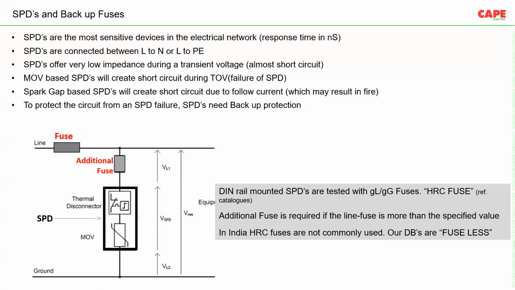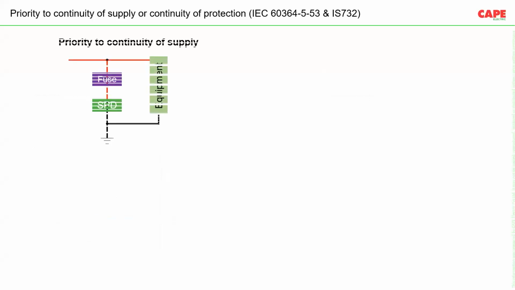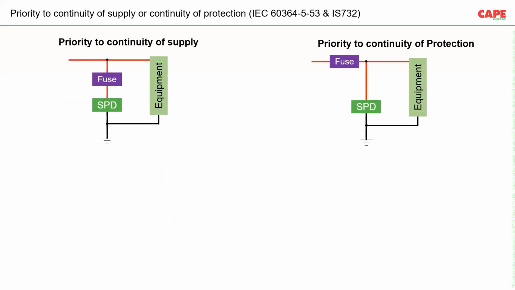This failure can be due to aging, a temporary overvoltage, leakage current, or follow current. Like in the case of a spark gap, due to follow current, there is a strong possibility of generation of short circuit current. This kind of short circuit can be handled by putting in an additional backup fuse. Now, this is one purpose of this backup fuse. If we read IS 732, they have explained some other purposes also for the backup fuse, that is to achieve priority to continuity of supply or to achieve priority to continuity of protection.